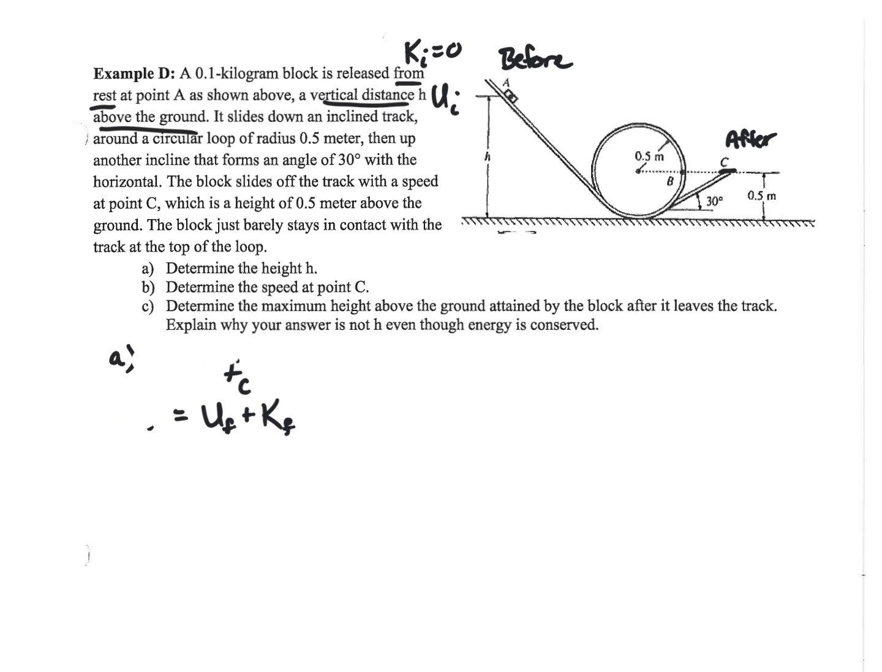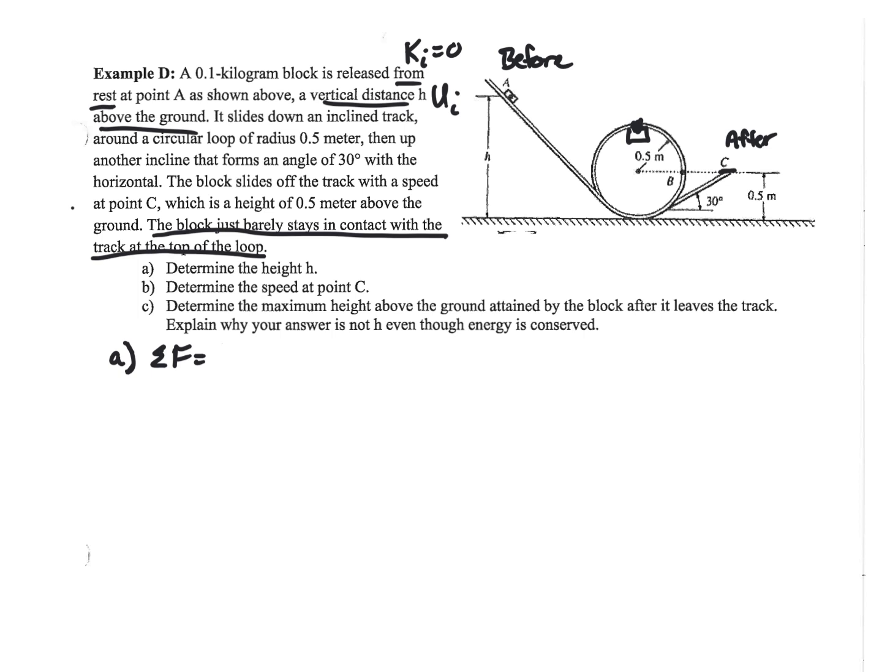We can't use C because we don't know the speed at C. As a matter of fact, we'll use this formula for B. So what we have to figure out is, what do we know at A? What else do we know? It says the block barely stays in contact with the track at the top of the loop. That should tell us something. That tells us we have no normal force. At the very top of the loop, that means we have only centripetal force. So our sum of forces right there, I'm going to find that first.